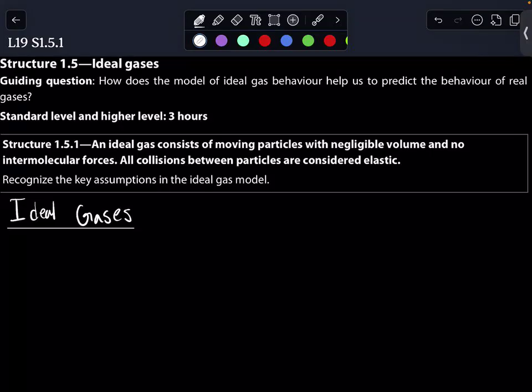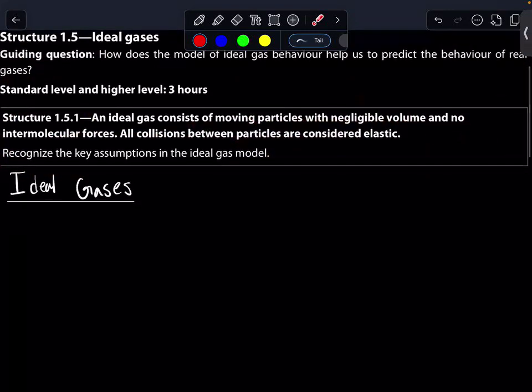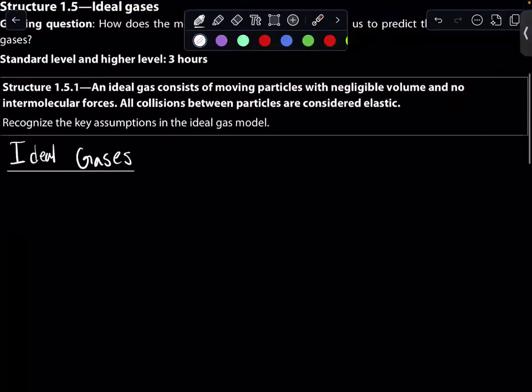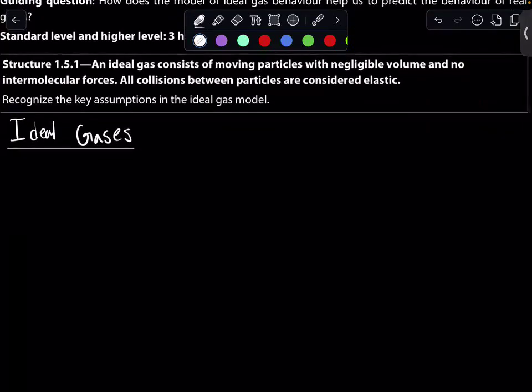This is where we're going to start talking about ideal gases. Our guiding question is, how does this model of ideal gas help us predict the behavior of real gases? Starting with structure 1.5.1, we're going to discuss what an ideal gas actually is: it consists of moving particles with negligible volume and no intermolecular forces. All collisions are considered elastic, and we'll be able to recognize key assumptions in this model. So that's what this whole lesson is going to be: some key assumptions, as well as how to visualize ideal gases and how that will help us deal with gases in the future.